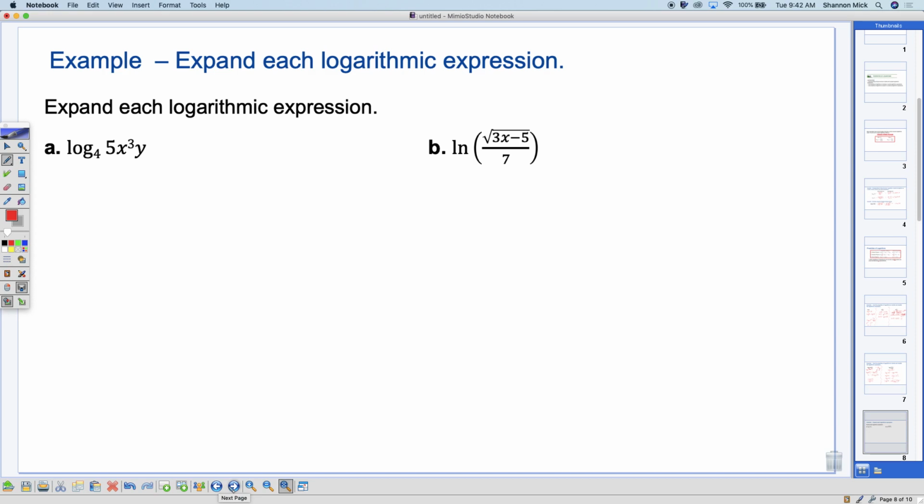Okay. So now it says expand. Expand is the same as simplifying, yes? In all intents and purposes. Okay, so first thing I would do is put log base 4 of parentheses 5x cubed y. The reason for that is then your brain knows they're all stuck together and I need to expand, so that means make it longer.